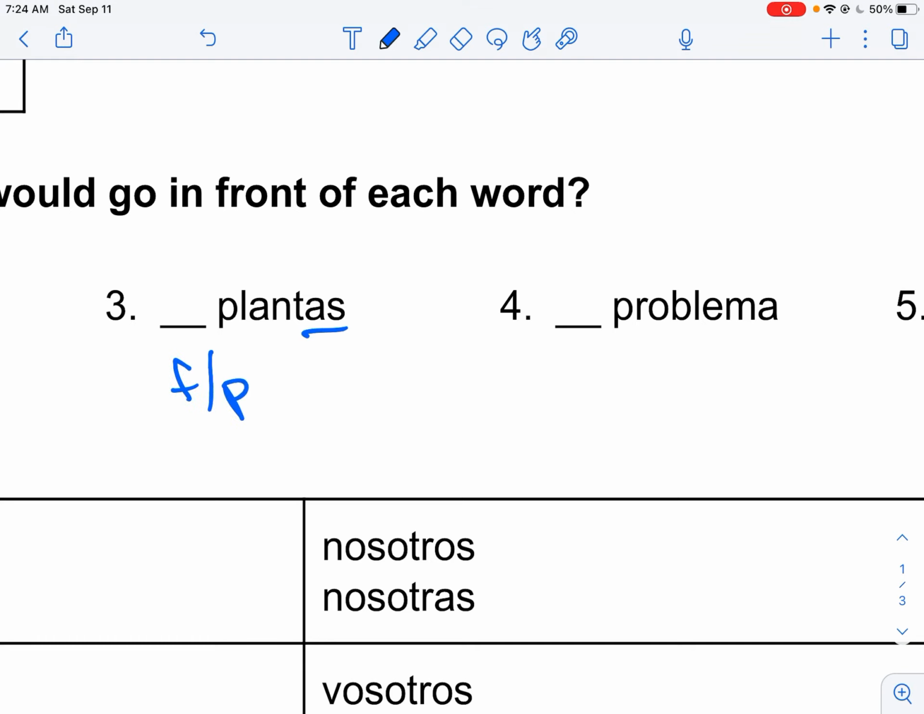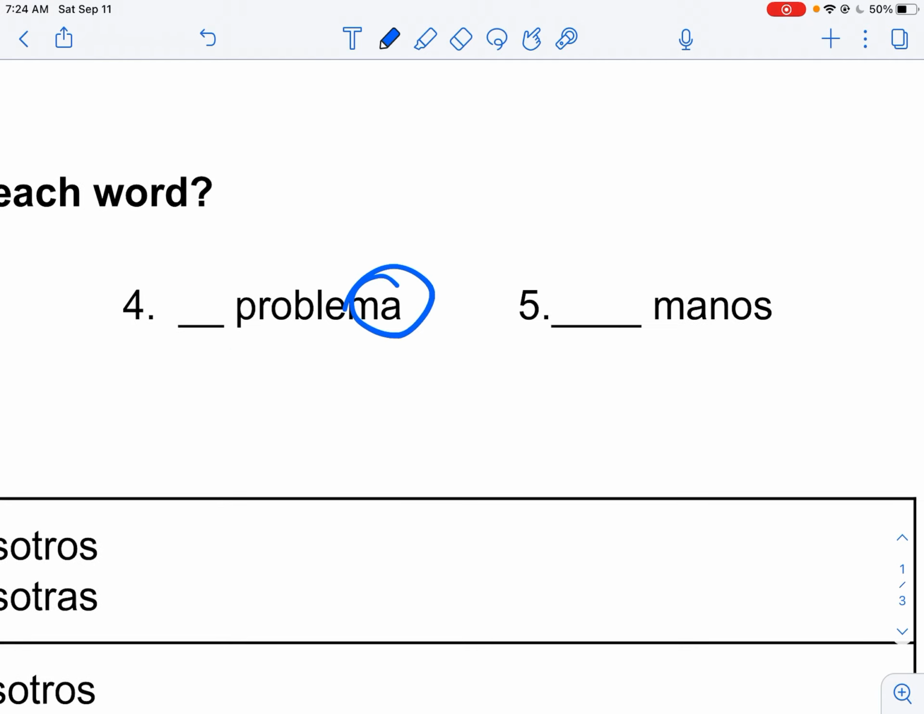Ends in AS, so that's feminine, and it's plural. So that would be las and unas. By the way, did you notice that these both end in AS also? Problema, this is the one you have to be careful with. Remember, if they end in an MA, that it's actually masculine, and it's singular. So it would be el and un.